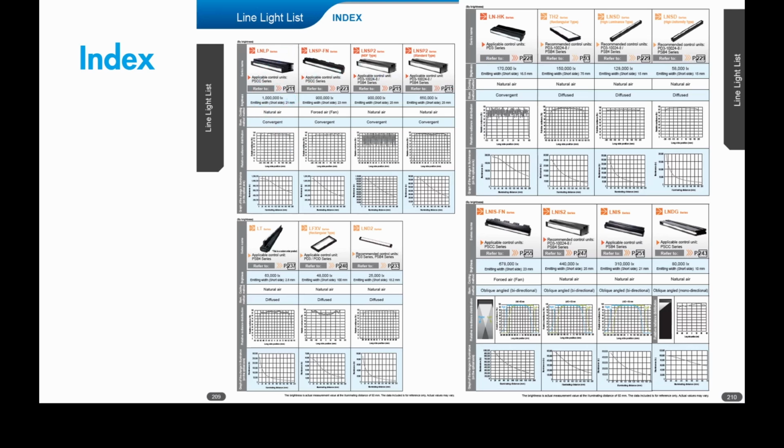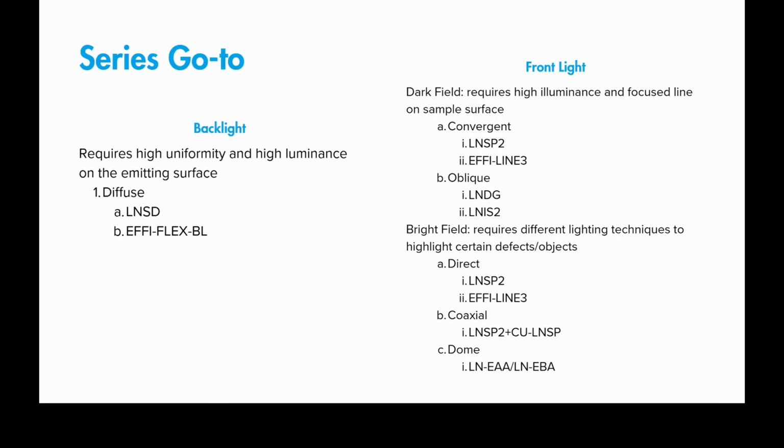So this is a good tool to look at and say, okay, I know I need a uniform light, so that knocks out this one. I know it has to be convergent, so I just look at these, and then you can narrow it down from there. It's a good tool to start with to get a good idea of what series to focus on. So we have our series go-tos. This is essentially summarizing what I just went through.